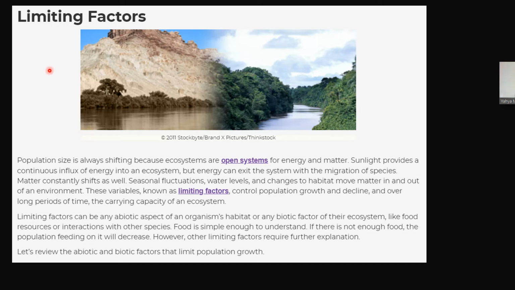Let's suppose the horses live in an area where there's tons and tons of grass, grass all over the place. However, for water, there's only a very small pond, maybe just a small bucket of water. So there's plenty of food, but only a little bit of water. What is the limiting factor there? The limiting factor there is water.